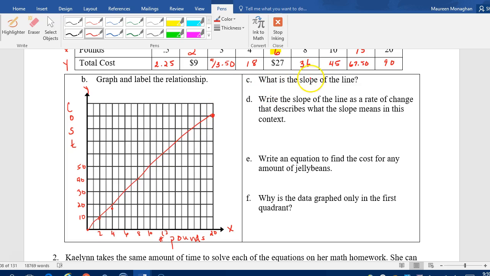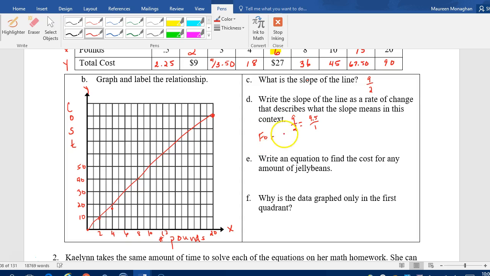Okay, what is the slope of the line? Well, the slope of the line is your rise over run. So we could use the 2 points and do a triangle, or we could just know that it's 9 over 2. Write the slope of the line as a rate of change that describes what the slope means in this context. All right, so we have 9 over 2. Well, the rate of change is 4.5 over 1. So that's the same as the unit rate. What does that mean? For every pound of jelly beans that are bought, it costs $4.50.